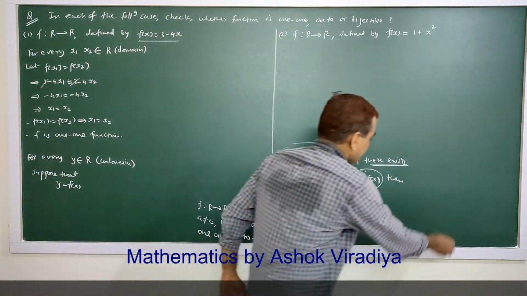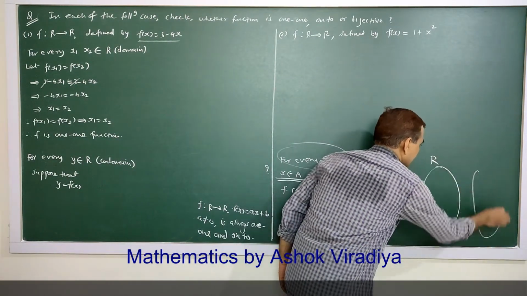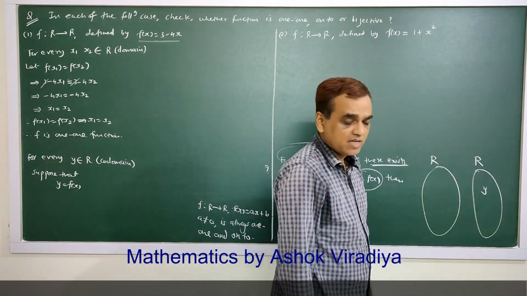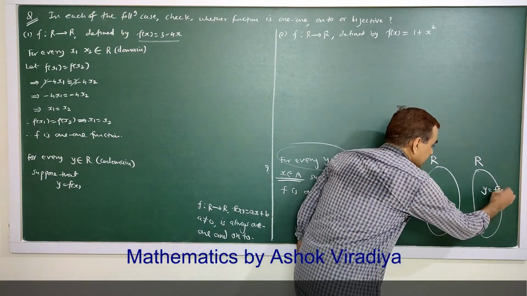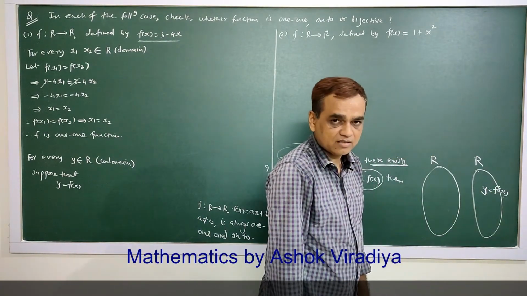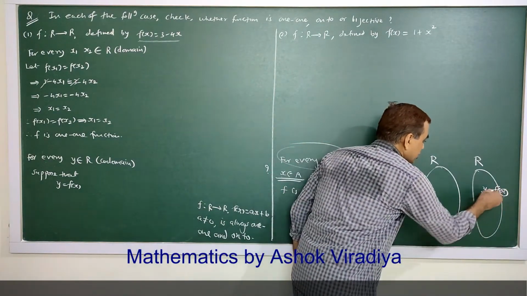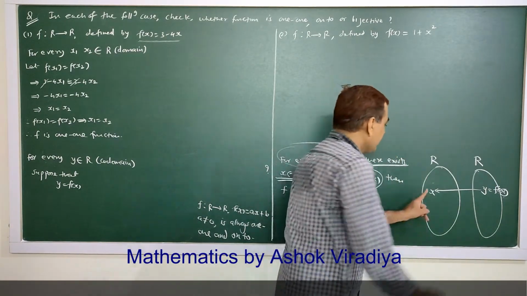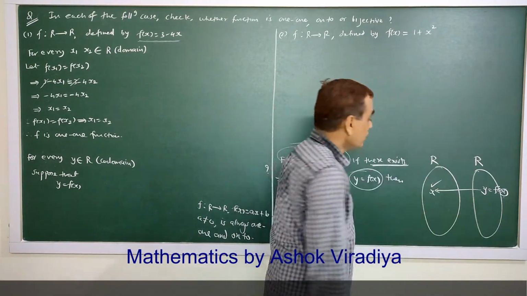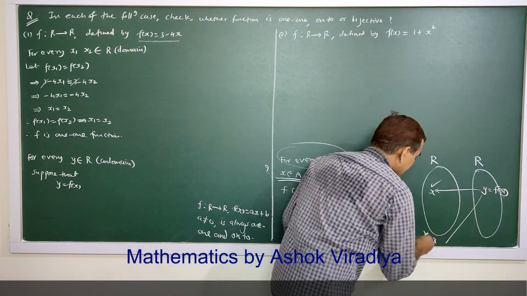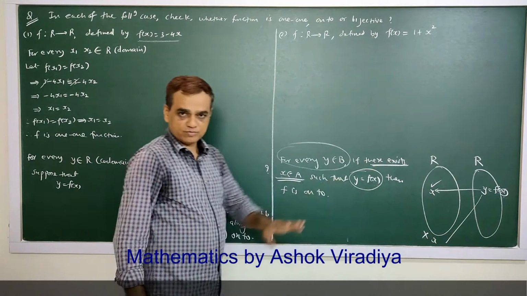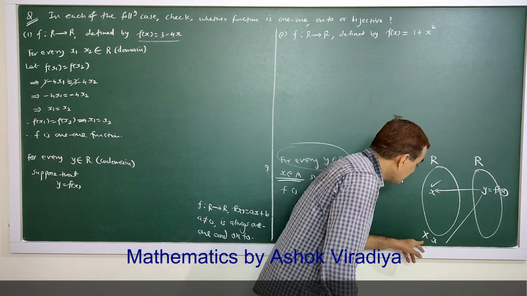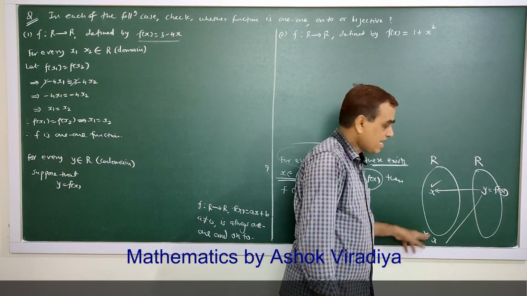So in this procedure, this is A, this is B, we have taken y, and we have supposed that y is the image of some x. Now we want this pre-image, and we need it in the domain. If it is in the domain, then the function is onto. If the pre-image is outside the domain, it is not onto. So now we are checking whether x belongs to the domain or not.